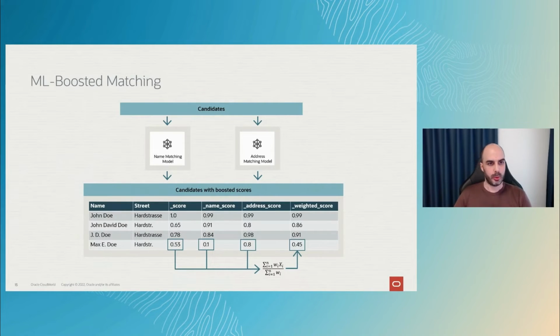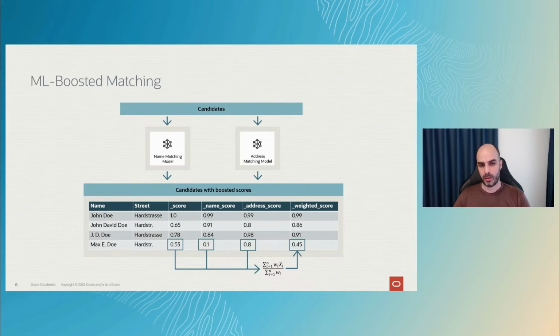So how do those models fit into the pipeline? We get the candidates from the previous step, the candidate finding step, and we run those candidates through the name matching model and the address matching model. Then we get two additional scores: a score for the name matching step, and a score for the address matching step.